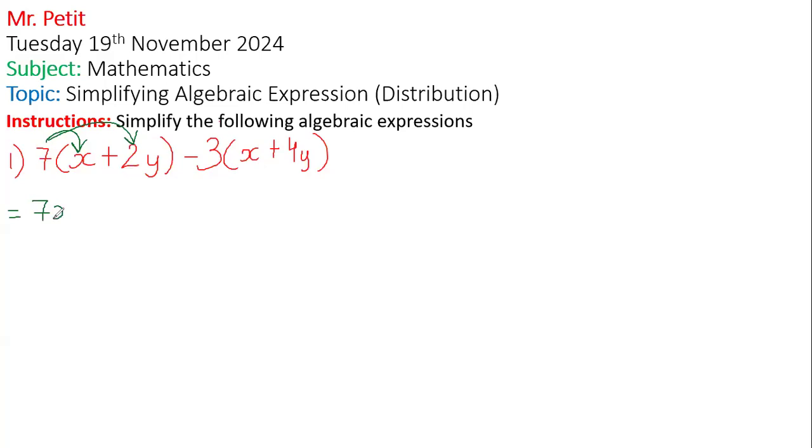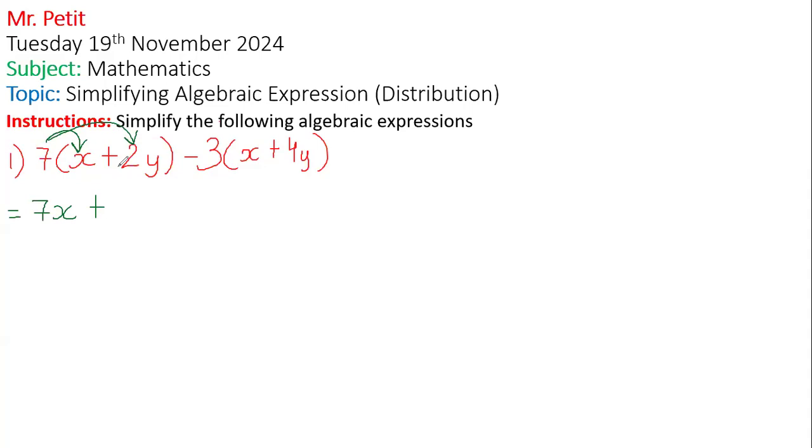7x. Again, class, what is 7 times x? That gives us 7x. Very good. Now, what is 7 times 2y? It's going to be what? 7 times 2y. What is that? 14y.